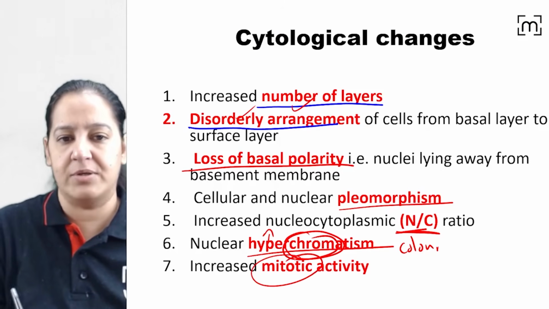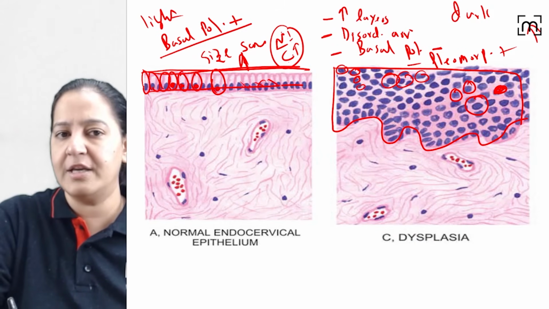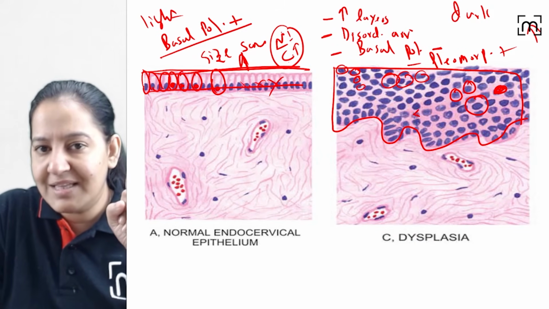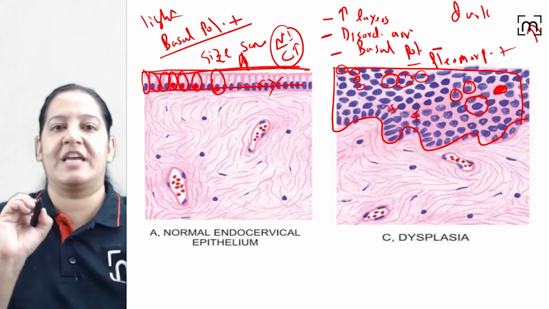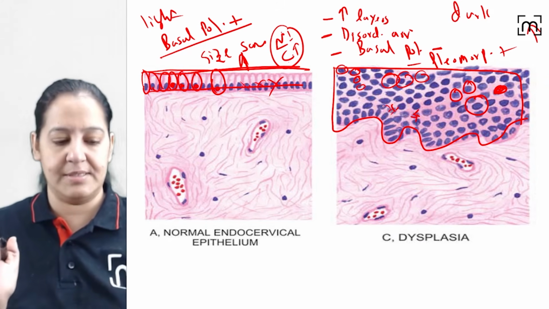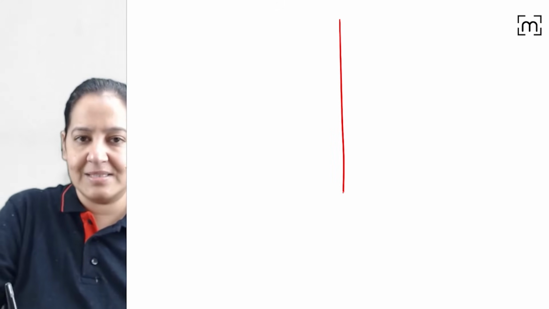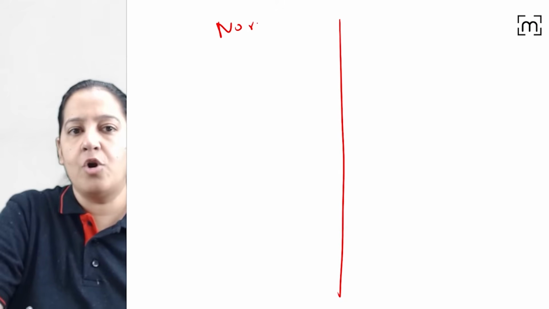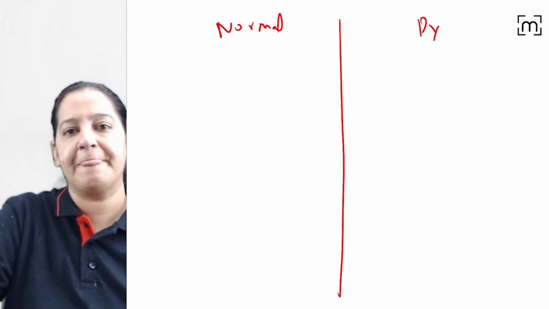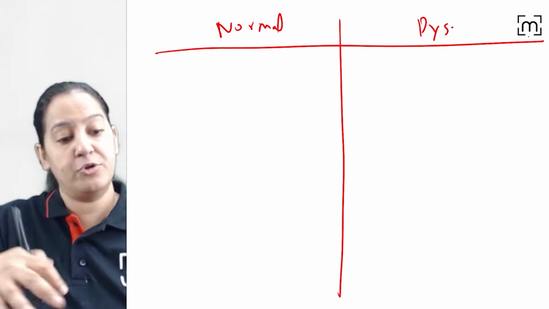And last is mitosis. Here there is no mitosis inside the nucleus, but here somewhere you can see the spindle formation and mitosis is taking place. So the last thing is mitosis. Can you enumerate the 7 things which differentiate normal from dysplasia? Can you enumerate? Then you will be able to draw also.